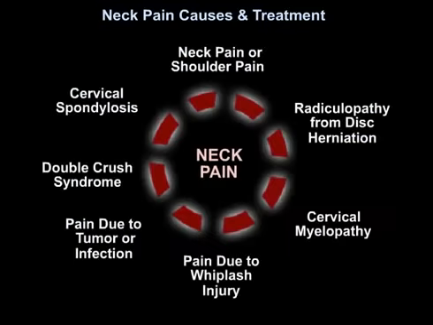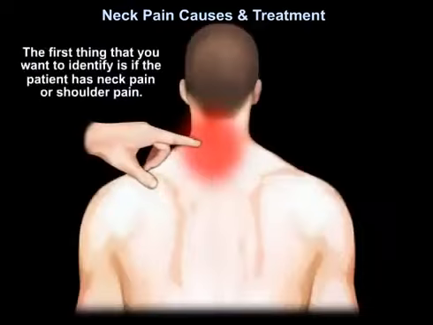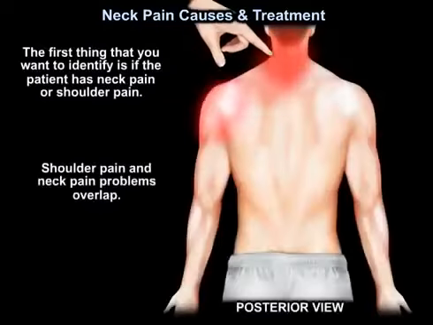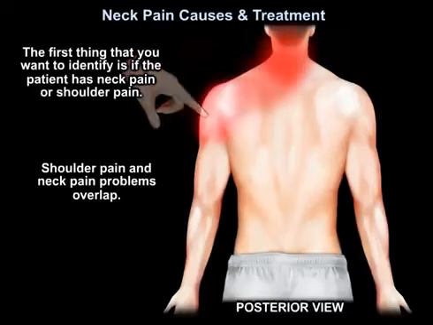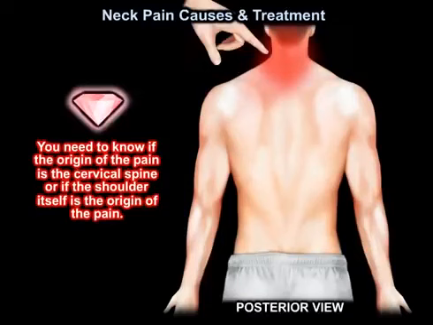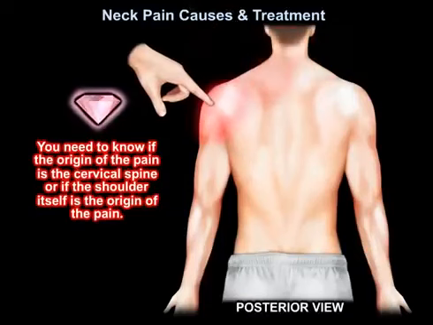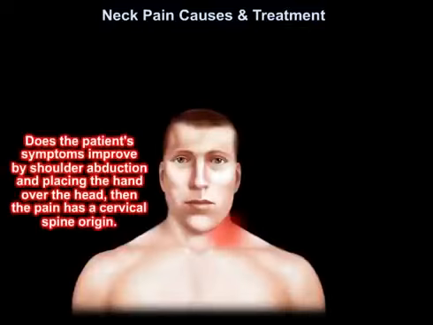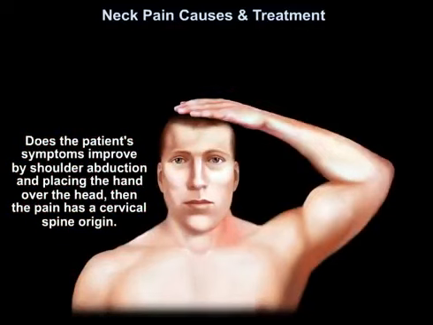The first thing you want to identify is whether the patient has neck pain or shoulder pain. Shoulder pain and neck pain problems overlap. You need to know if the origin of the pain is the cervical spine or if the shoulder itself is the origin of the pain. Does the patient's symptoms improve by shoulder abduction and placing the hand over the head? Then the pain is of cervical spine origin.